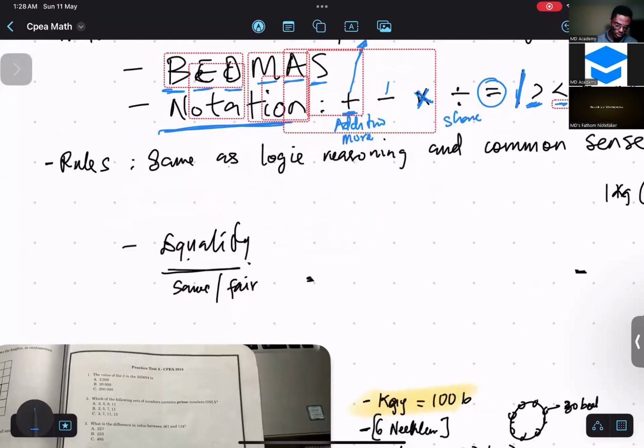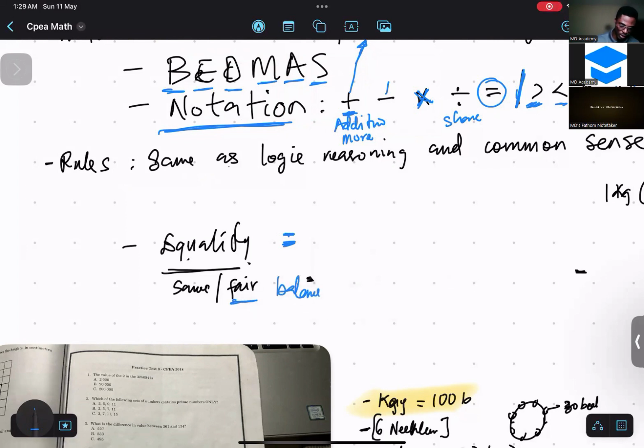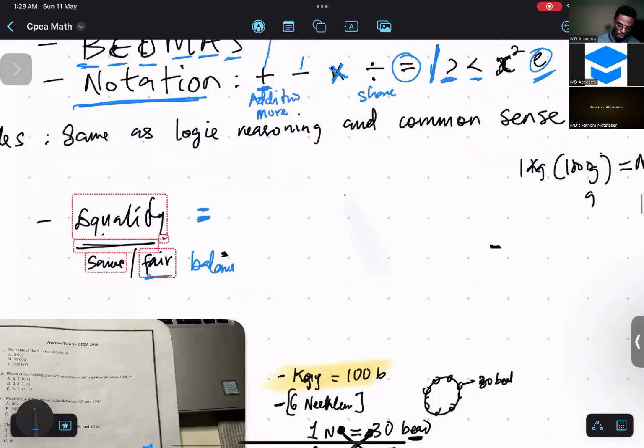So when we say equality, we're saying that something is equal. Now we use the equality sign to represent the word equality, but equality means that something is fair or something is balanced. All right, so if we use the word balance, then I can borrow this idea from science, where you have a bench or a seesaw that is balanced at the middle, right? So if it is balanced at the middle, it is said to be balanced and equal.